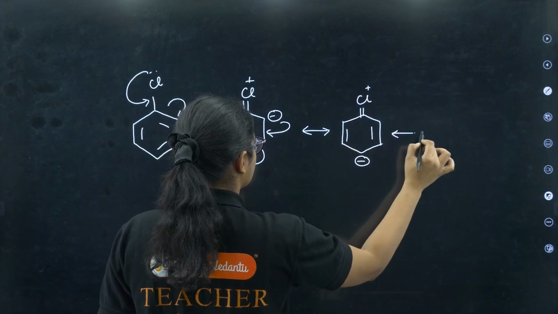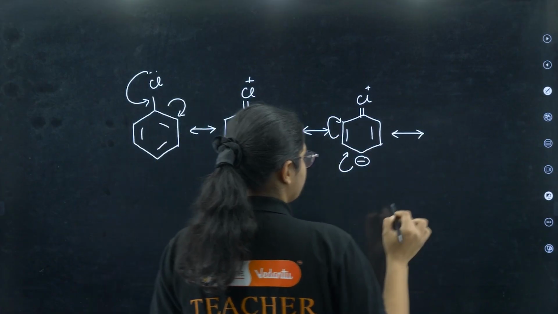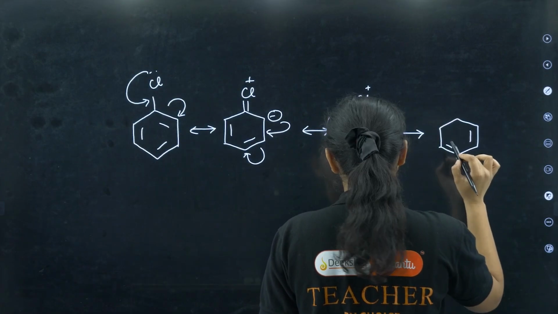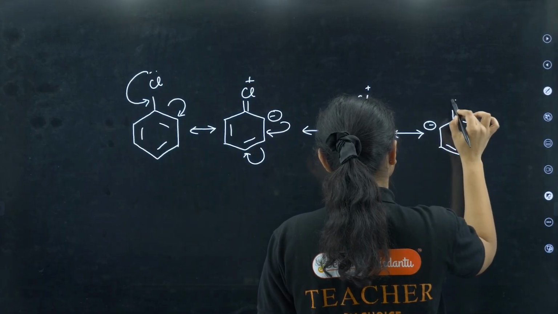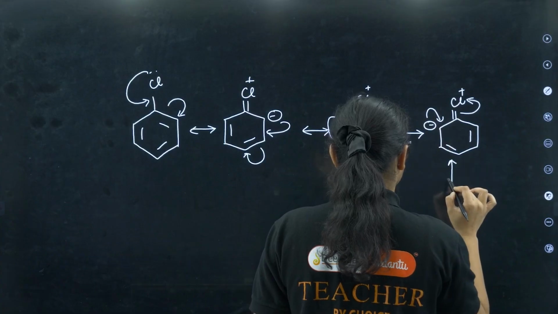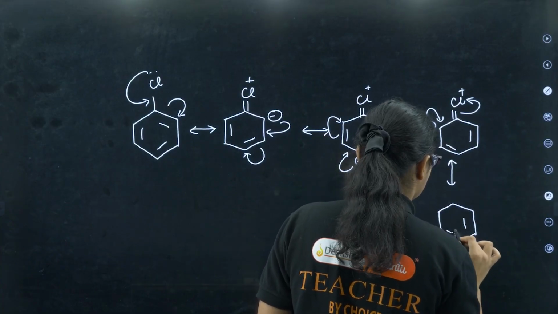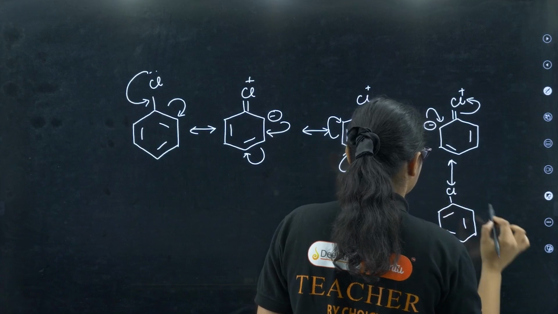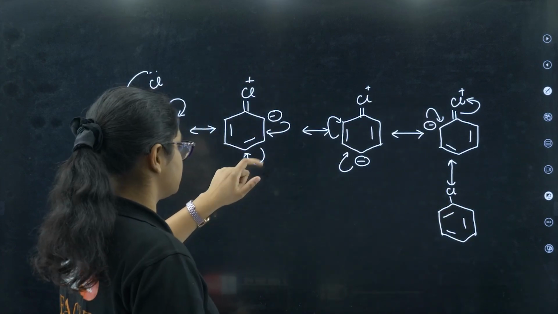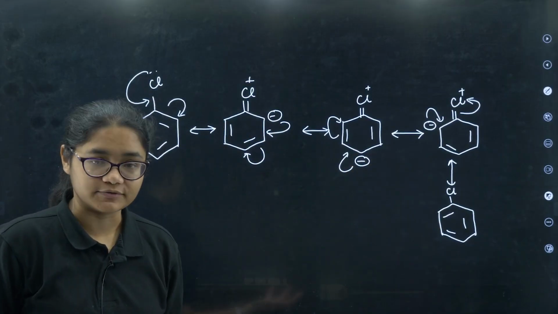Okay, and then we will have this one here and this one here. Okay, and then we will get a structure like this. Okay, and then we have this one and this one. So we will get Cl here. Okay, so you can see that if I draw the resonating structures of chlorine, the charge electron density is increasing at ortho and para position only, right?